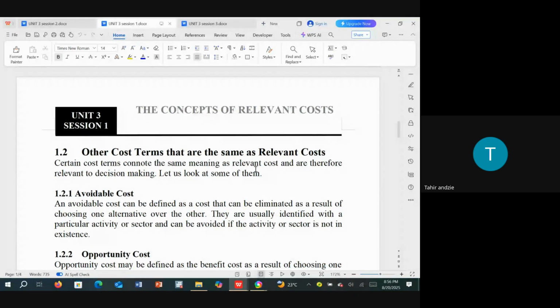They are usually identified with a particular activity or sector and can be avoided if the activity or sector is not in existence. So for example, if we decide to drop a product line and a particular cost will not be incurred, then that cost is an avoidable cost. We can avoid that cost by not going ahead with that particular decision. So if a cost can be eliminated as a result of a particular management decision or as a result of making a choice between two alternatives, then that cost is an avoidable cost.